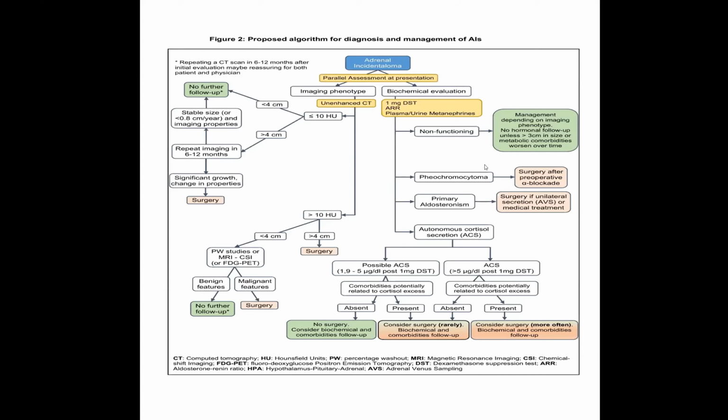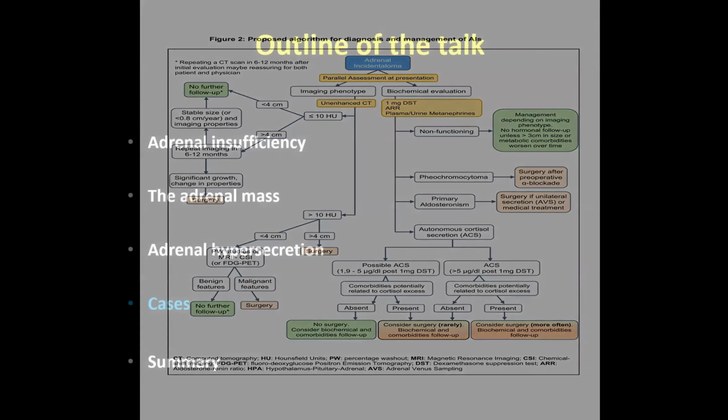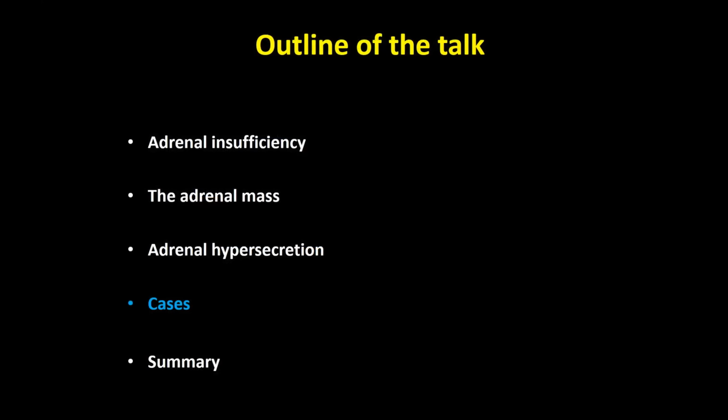And then again, biochemical evaluation, when we look at that, we're going to think, okay, what's the next appropriate step in terms of treating this for the patient? So that's been really just a broad overview of adrenal insufficiency, the adrenal mass, the incidentaloma, and syndromes of adrenal hypersecretion. What I'm going to do now in the latter part of the talk is move into some practical cases, which we'll talk through, and then we'll bring things to a close.